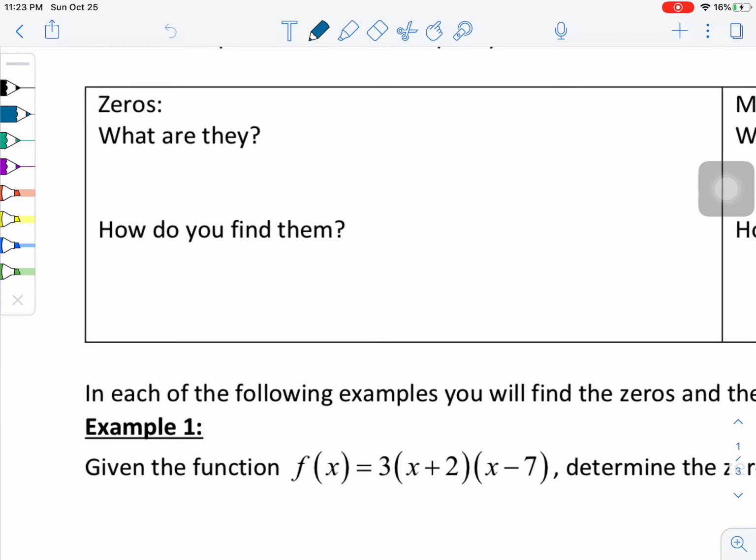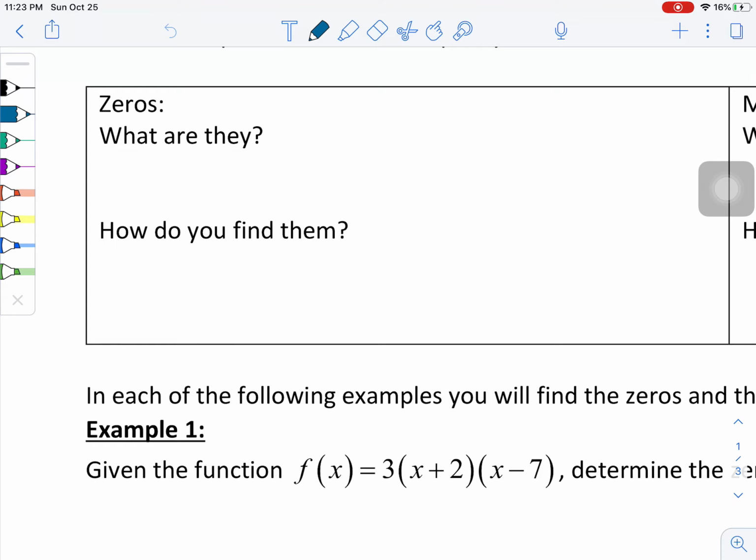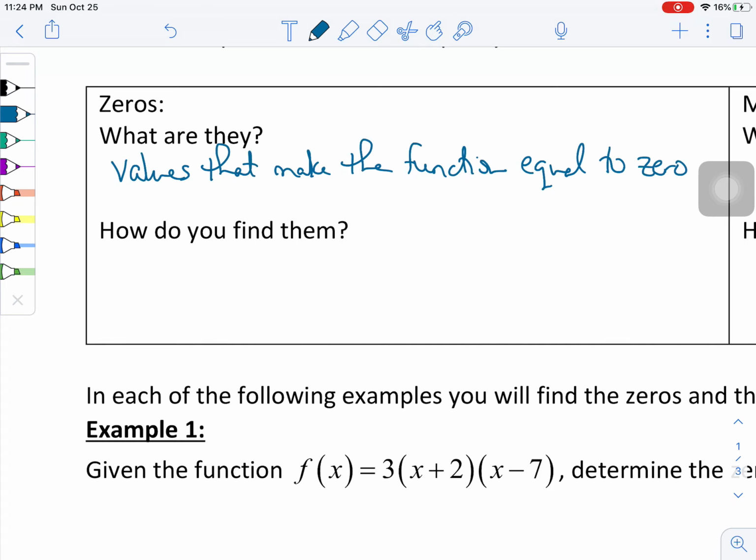So let's start with zeros. What are they? Well, zeros are values that make the function equal to 0. Now, sometimes we will talk about zeros in the same way that we talk about x-intercepts. And so visually, if you think about your x-intercepts, every x-intercept has the y value of 0. That's the function value. That's why we oftentimes will talk about them in the same way.